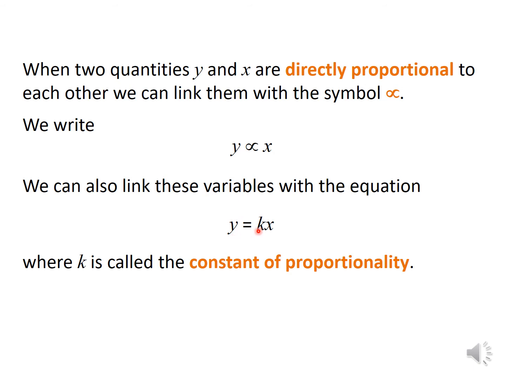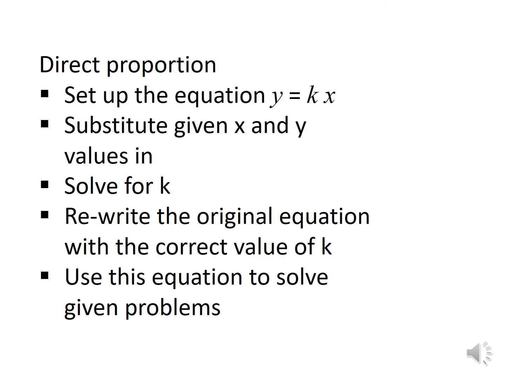Okay, and k is a constant. That means it's a number. It could be anything. It could be 2, 3, 4, 5. We have to find it later on when we see an example. So don't worry too much about it. I'm going to do a couple of examples and then hopefully you will understand it. It's very easy. Okay, so these are all the steps we need to take for solving a direct proportionality. I know at the moment it doesn't make sense, but later on you can come back to this slide and copy that in your book.